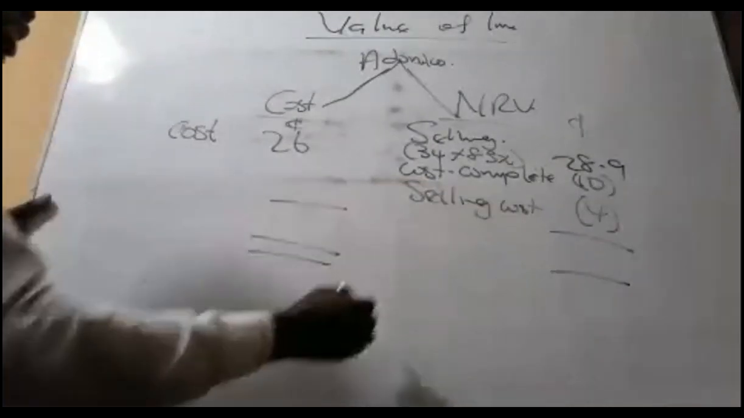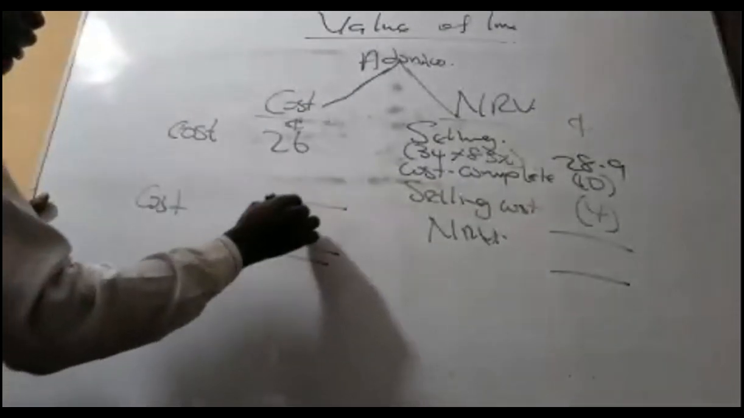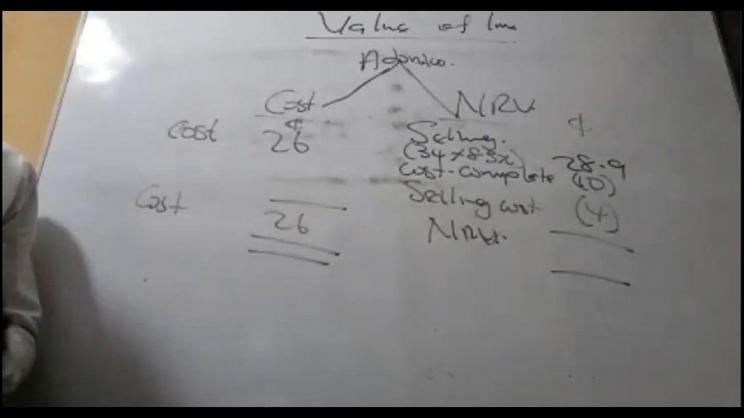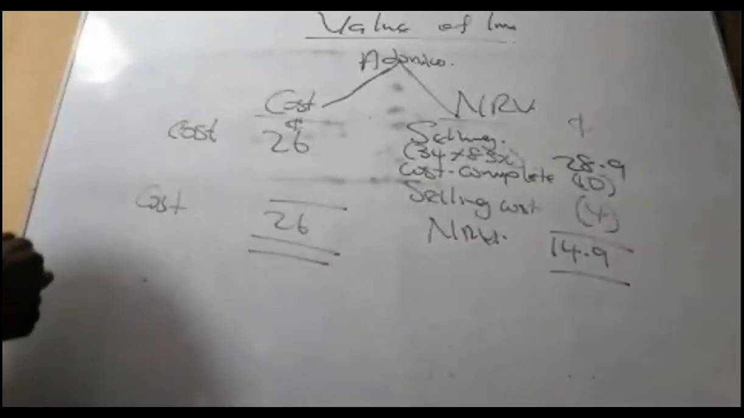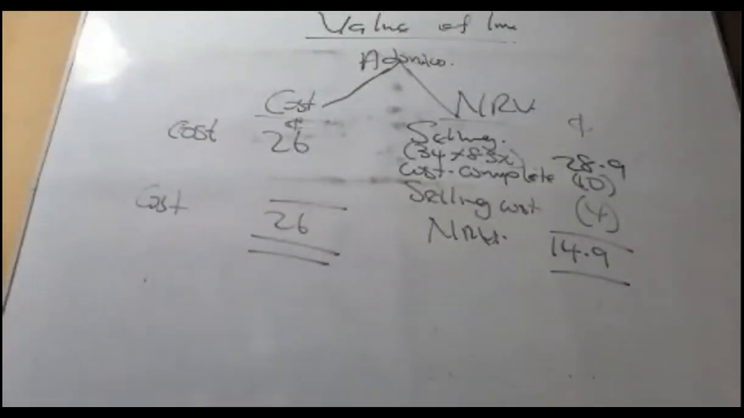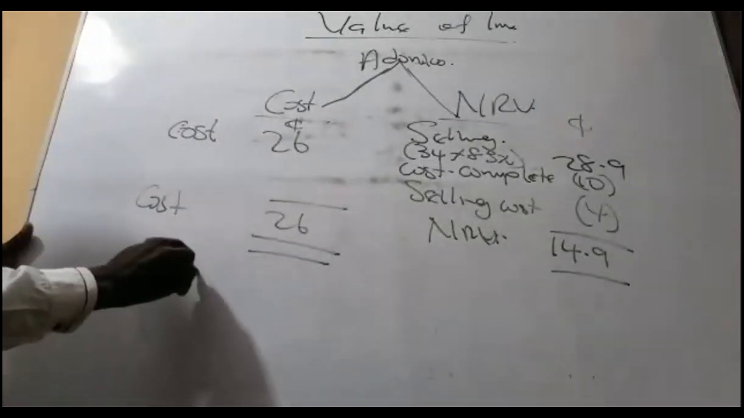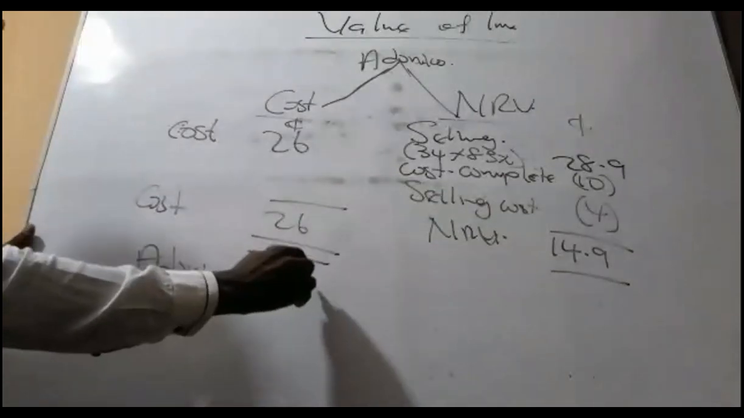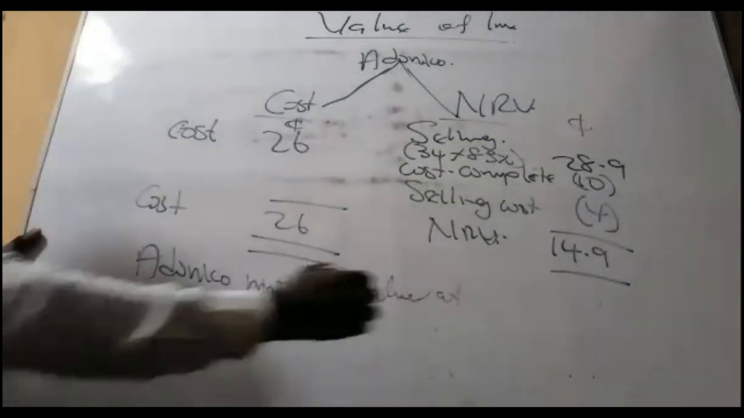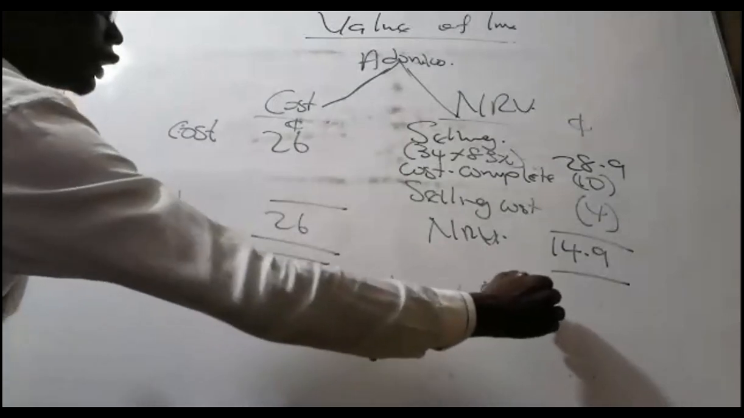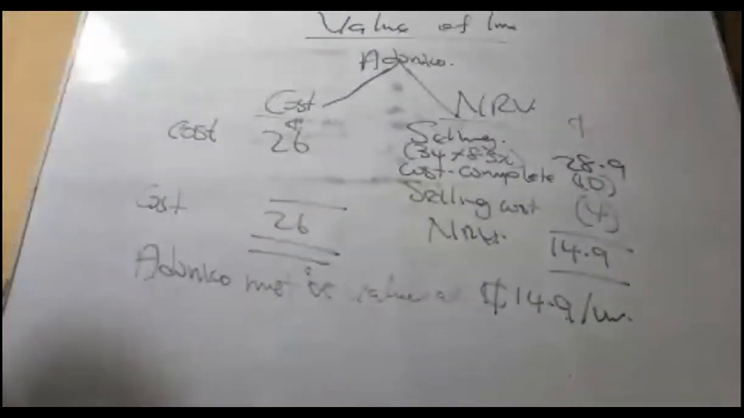So here, what is the NRV? Let me put the NRV here. Then the total cost is 26. NRV is 14.9. So therefore, the inventory must be valued at what? Adonko must be valued at 14 Ghana cities, 14.9 per unit. And then you are done per unit.